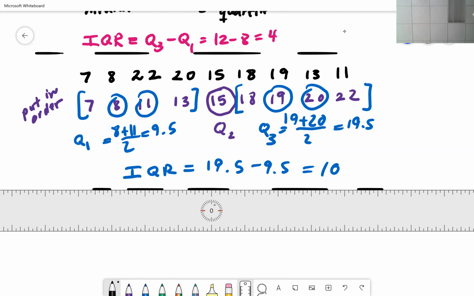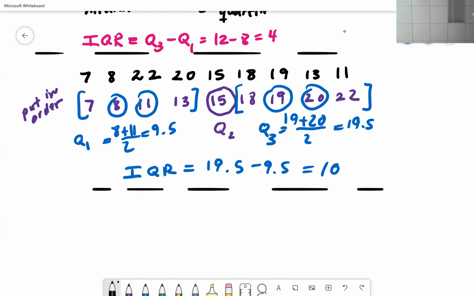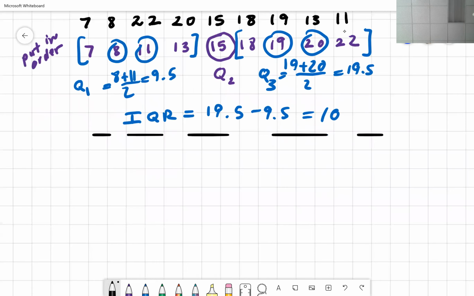Now, here's the thing with this. It gets a little bit more complex, but I'll let you figure it out later. That's why you've got to give me questions.